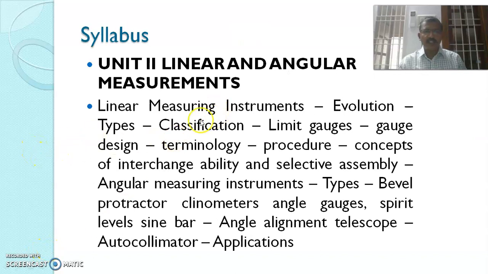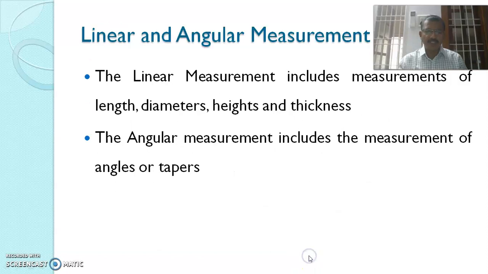Linear and angular measurements. Linear measuring instruments: evolution, types, classification, limit gauges, gauge design terminology, procedure, concepts of interchangeability and selective assembly. Then the second part, angular measuring instruments: types, bevel protractor, clinometers, angle gauges, split levels, sine bar, angle alignment telescope, and autocollimator and applications.